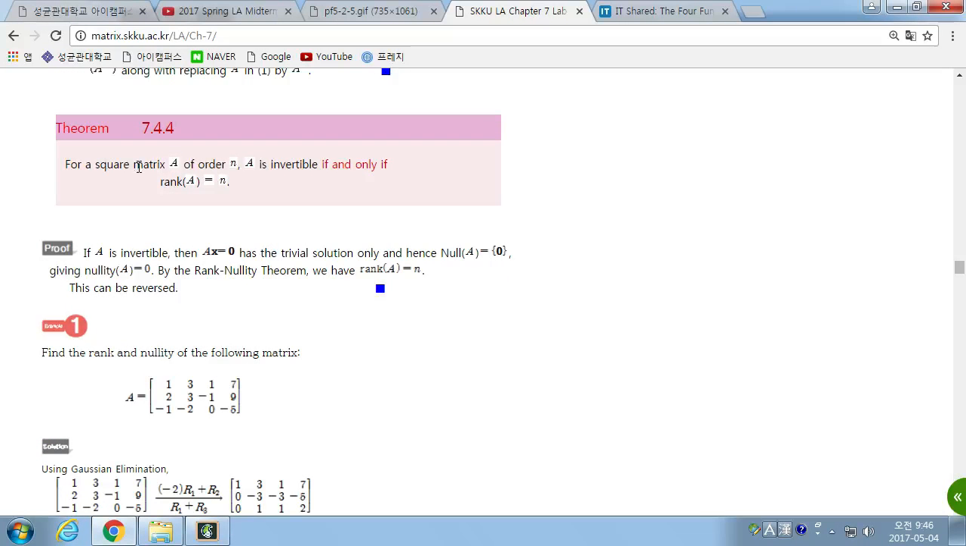Next theorem. A square matrix A of order n is invertible if and only if the rank of A is n. Isn't it?